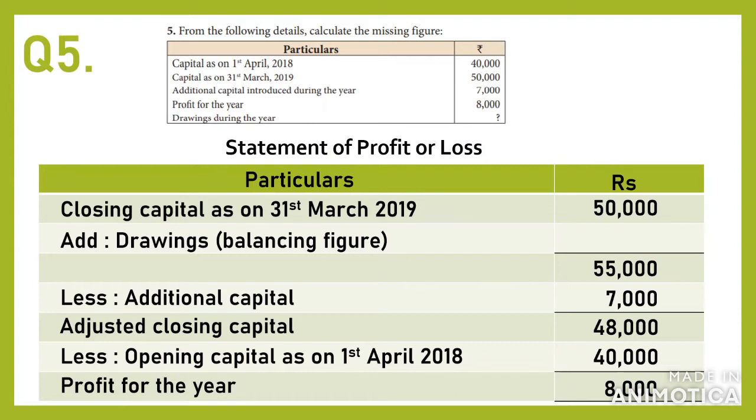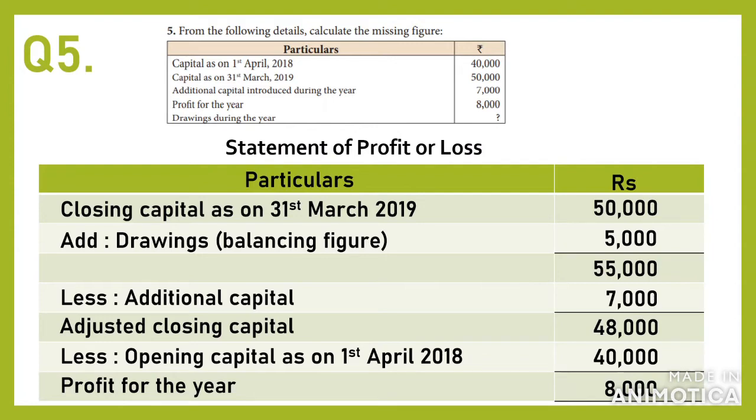Fine. The closing capital is 50. To 50 you need to add something in order to get 55,000. So what will you add? You have to add 5,000. Okay, how will you get 5,000? 55 minus 50,000, you will get 5,000. Fine. So this is how we need to solve this problem. I hope you have understood this.